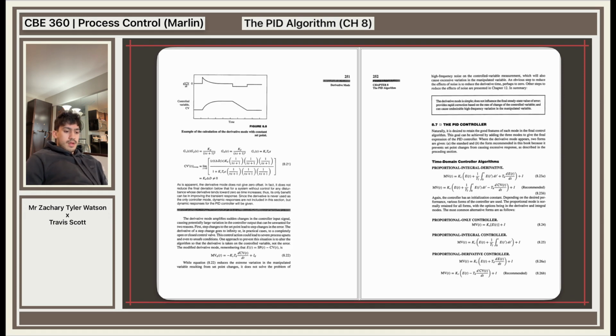So the PID controller naturally is desired to retain a good feature of each mode in the final control algorithm. This goal can be achieved by adding the 3 modes to get the final expression of the PID controller where the derivative mode appears. 2 forms are given, the standard and the form recommended in this book, because it prevents set point changes from causing excessive response as described in the preceding section.